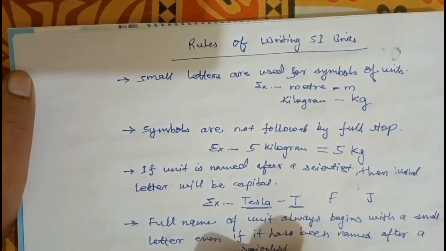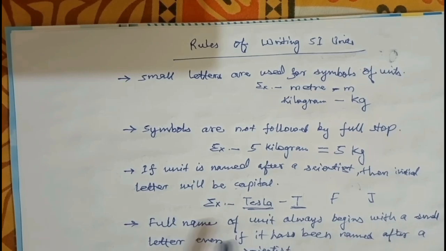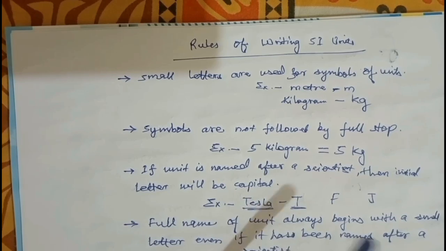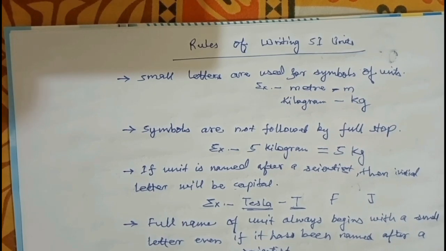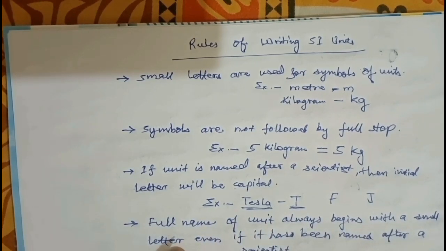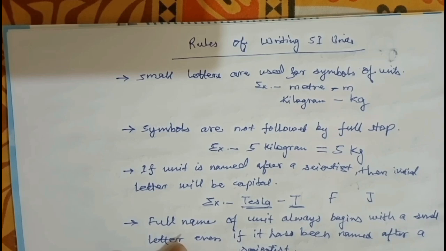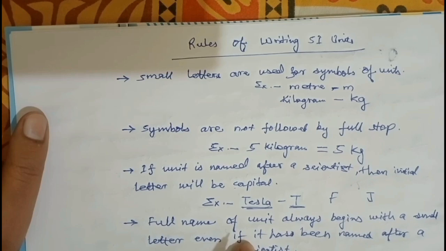After a scientist. What does it say? Full name of a unit always begins with a small letter, even if it has been named after a scientist. Suppose the unit contains the full name. If the unit contains the full name, the first letter will be small. You have to remember only this.